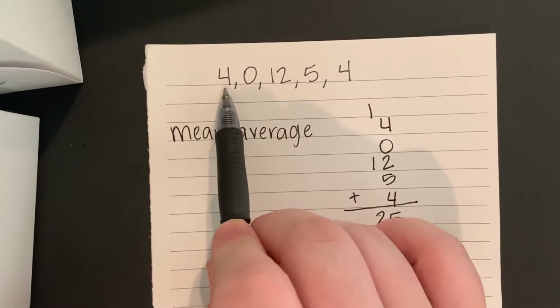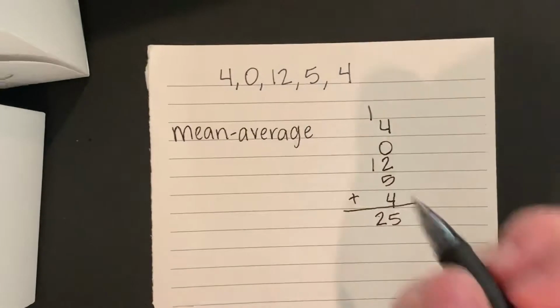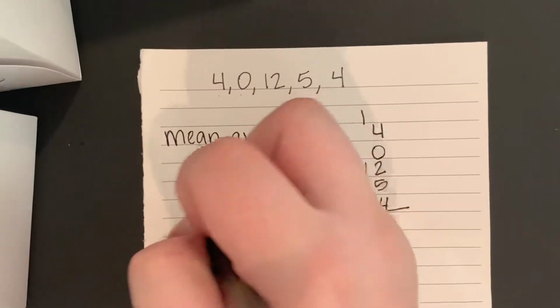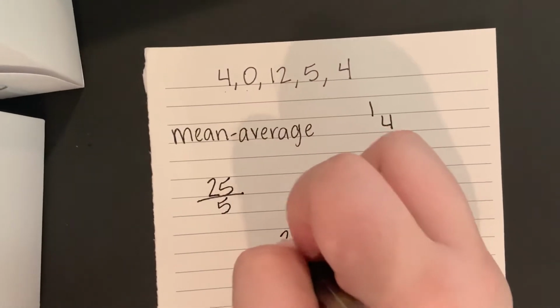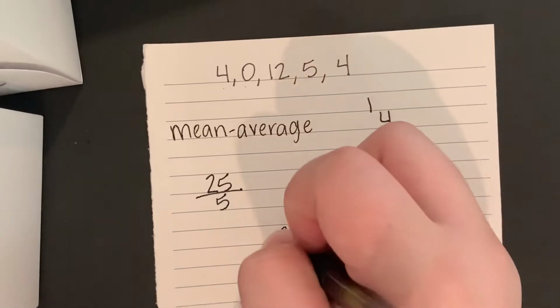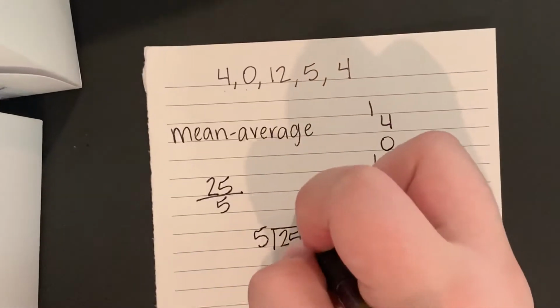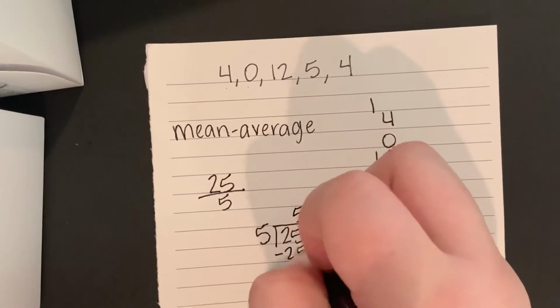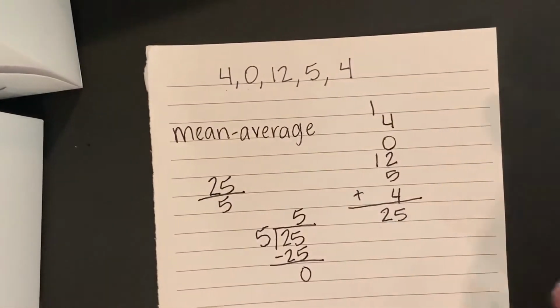We've got 1, 2, 3, 4, 5 numbers. So we're going to do 25 divided by 5. Okay, and of course the 25 goes in the house. And the 5 goes outside the house. I'm sorry if this video is wobbly. I'm trying really hard to be still. And 5 times 5 is 25. Okay, so our mean for this set of numbers would be 5.